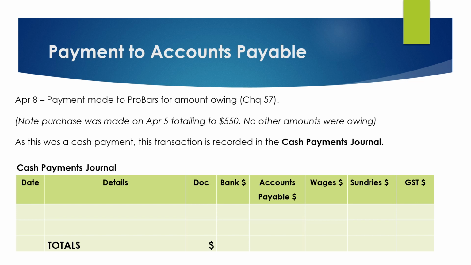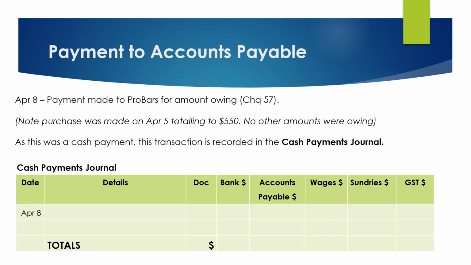On the 8th of April, a payment was made to ProBars for an amount owing. Note, a purchase was made on the 5th of April, totaling $550. No other amounts were owing. As this was a cash payment, this transaction is recorded in the cash payments journal.